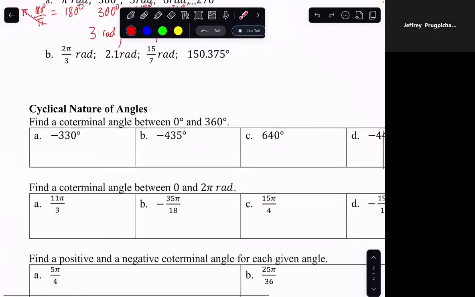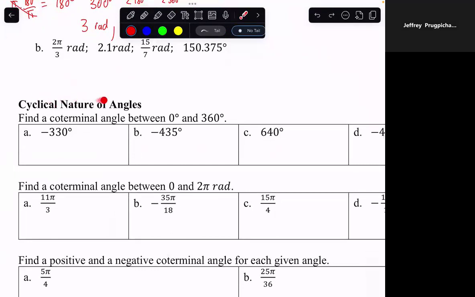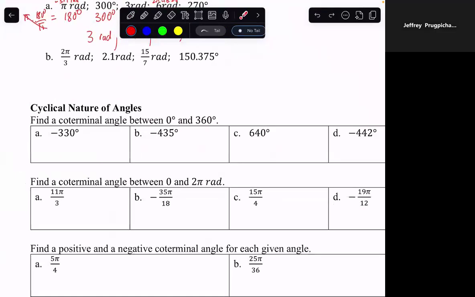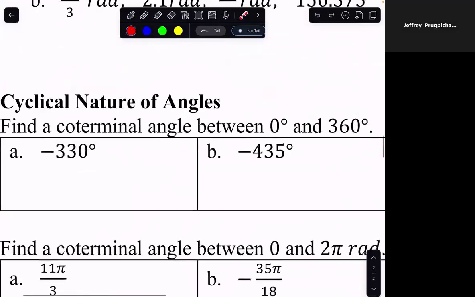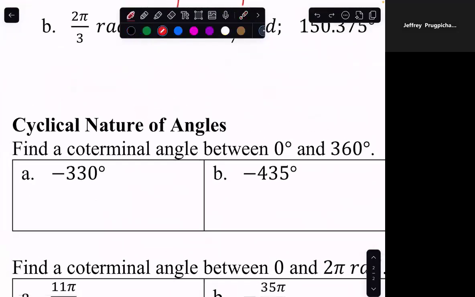Okay, so cyclical nature of angles. What does that mean? If something is cyclical, that means it sort of goes in a cycle, which means that it does something and then it repeats. Okay, so we have these things called coterminal angles. What are coterminal angles? Why don't we go ahead and define that?